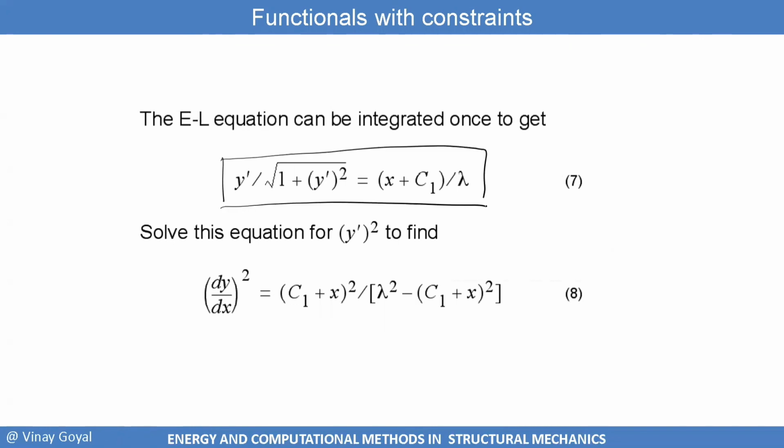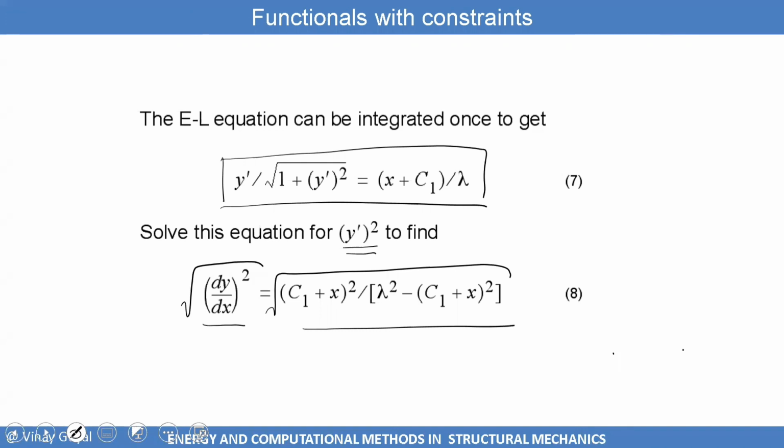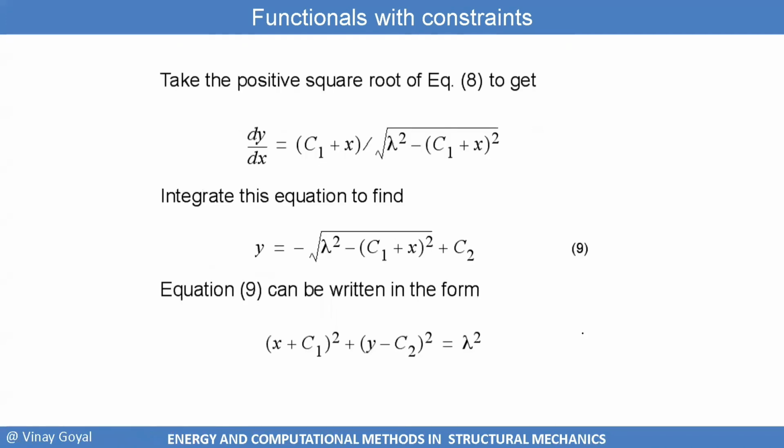And we can solve this by solving for y prime squared. So you have to square both sides to do that. And once you square both sides, this is what you get. And then you can take the square root of this, which I show you in the next slide. And then you can integrate it once to get this, with a new constant. And then equation 9 can be rewritten as this.